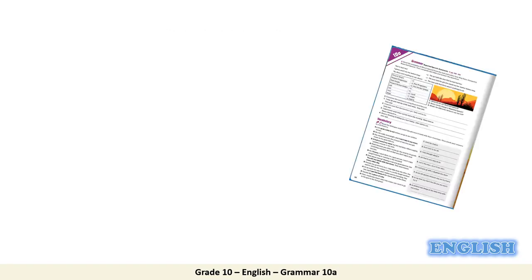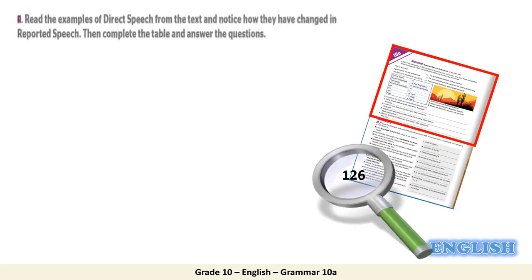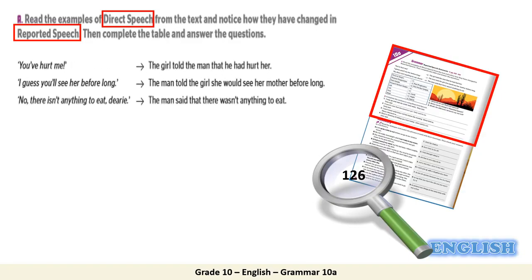Okay, dear students, please open your students' books on page 126. And let's start with activity A. Read the examples of direct speech from the text and notice how they have changed in reported speech. Then complete the table and answer the questions. Let's study example number 1. "You have hurt me." In the reported speech, the girl told the man that he had hurt her. So we changed "you" with "he," "have hurt" with "had hurt," and "me" with "her."